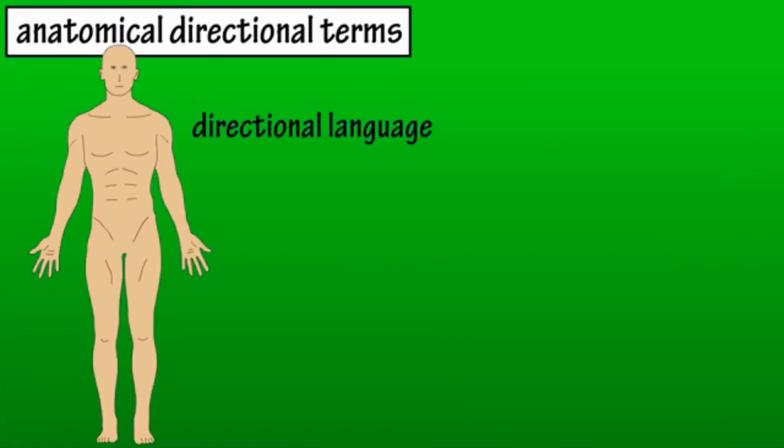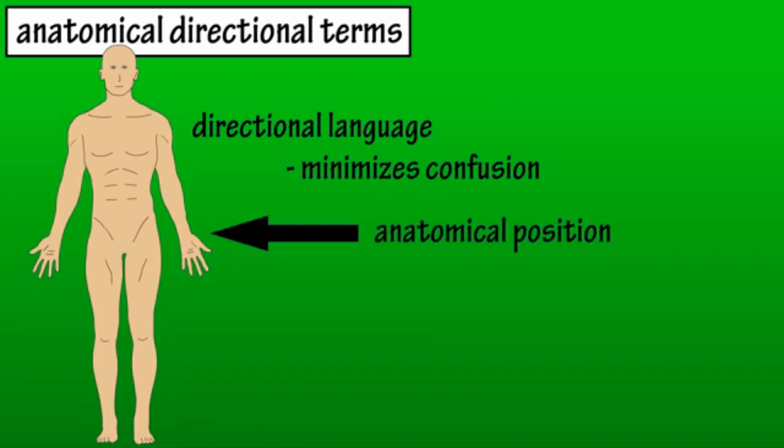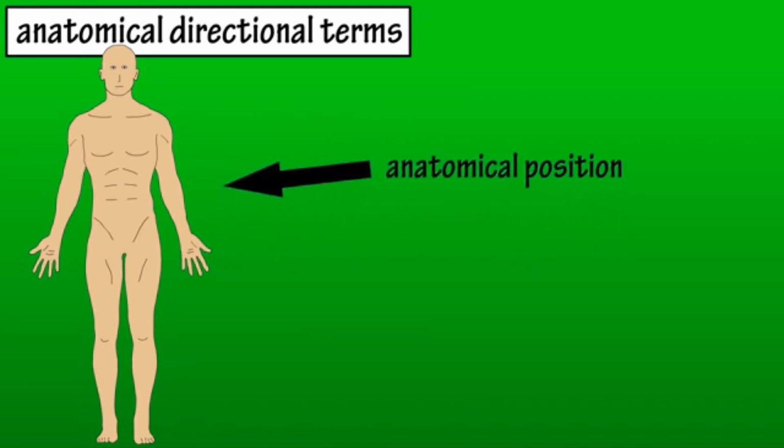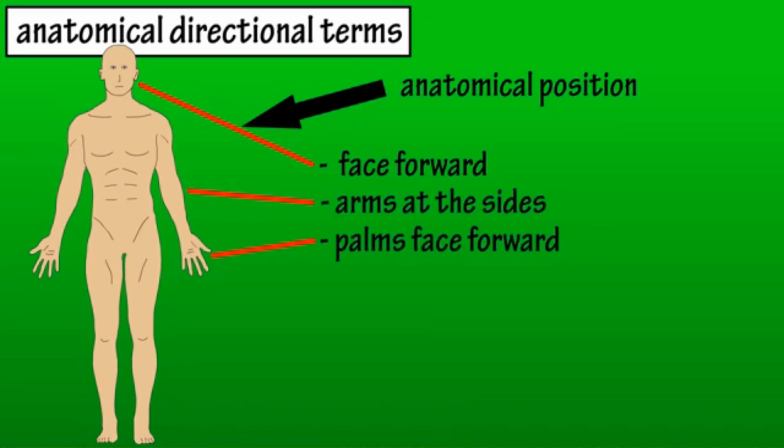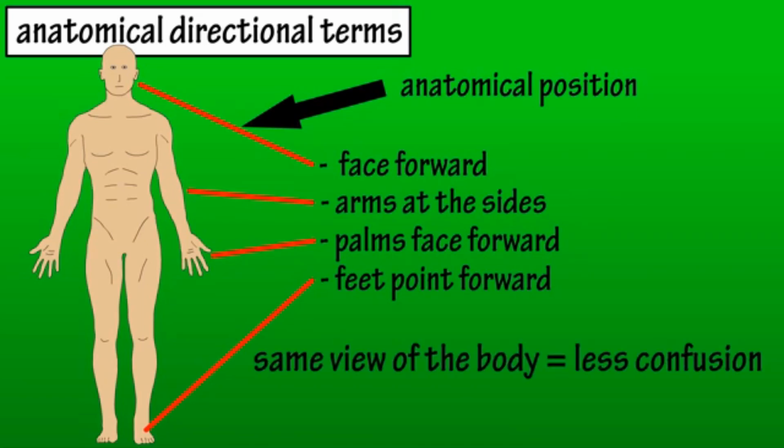Anatomical directional terms. A directional language of anatomy exists in order to minimize confusion when discussing areas or specific points on the body. This directional language or terminology is used in reference to the anatomical position. The anatomical position is when a person stands erect, face pointing forward, arms at the sides, palms facing forward, and feet also pointing forward. If everyone is looking at the body in the exact same position, there will be less confusion when discussing anything related to anatomy.